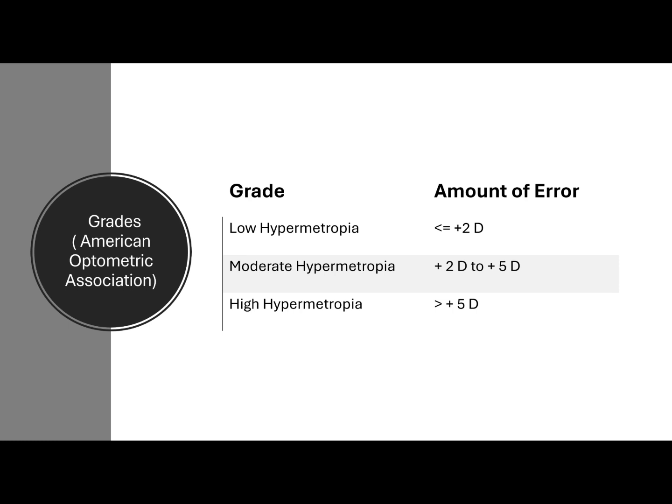Now let's see how this can be graded. The American Optometric Association has graded hypermetropia into low hypermetropia, moderate hypermetropia, and high hypermetropia. So low hypermetropia is less than or equal to plus 2 diopters. Moderate hypermetropia is more than 2 diopters to 5 diopters, and high hypermetropia is anything greater than 5 diopters.